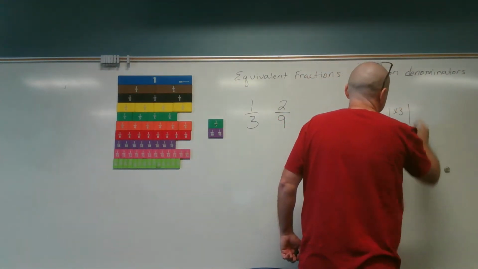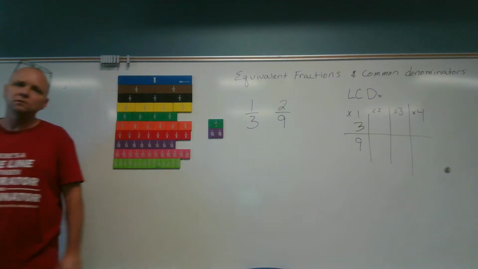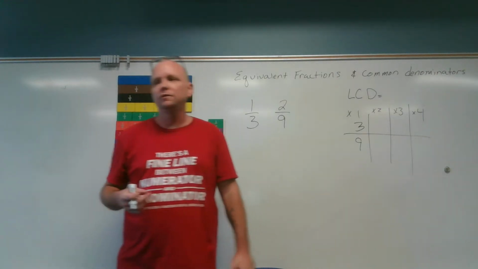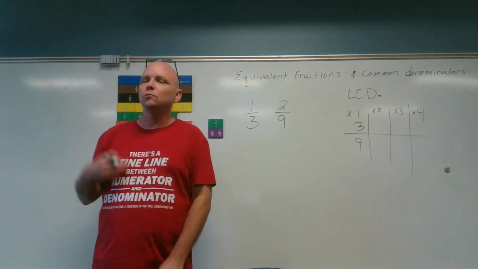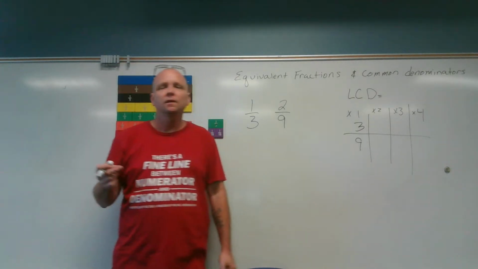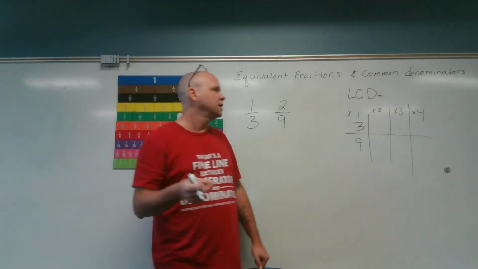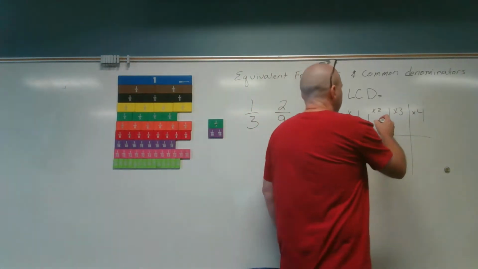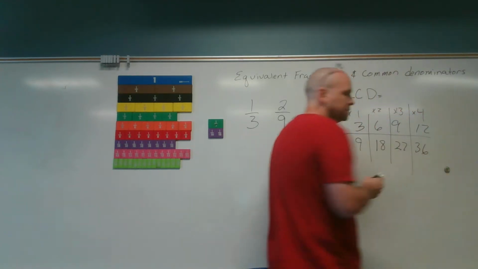Okay, going to start off by just doing the first four, because most of the time it's going to be in the first four. You may have to go out further. Most of the time you're going to be able to figure it out, especially the more practice you get as we start adding and subtracting fractions, because it does make sense. So let's list my first four multiples of each of these. 3, 6, 9, 12, 9, 18, 27, 36.